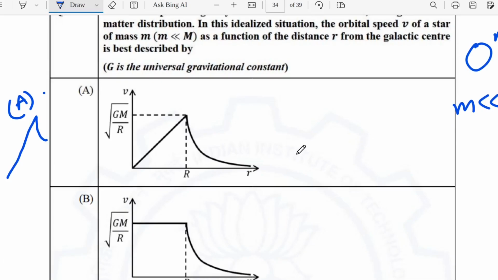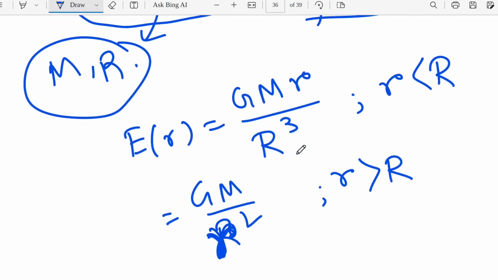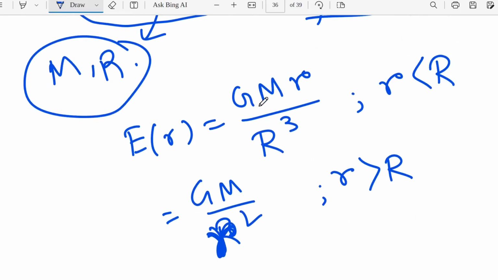Yeah, so I just did that. What is E of R here? What is E of R? Can you tell me? GM by r square. What is the expression for this one? It is very much equal to which one? I think it's the counterpart of the electric field. The gravitational field.